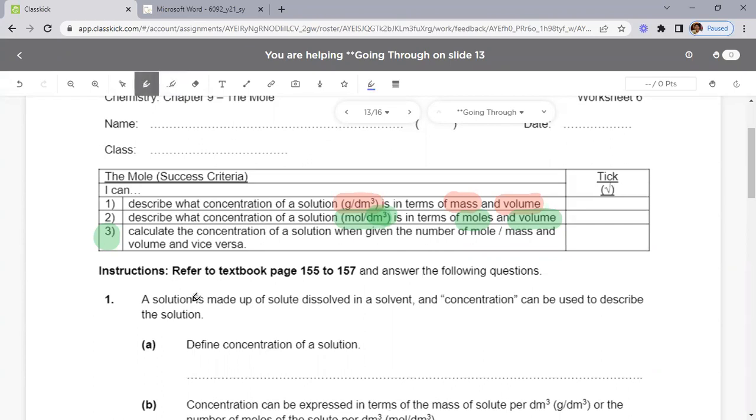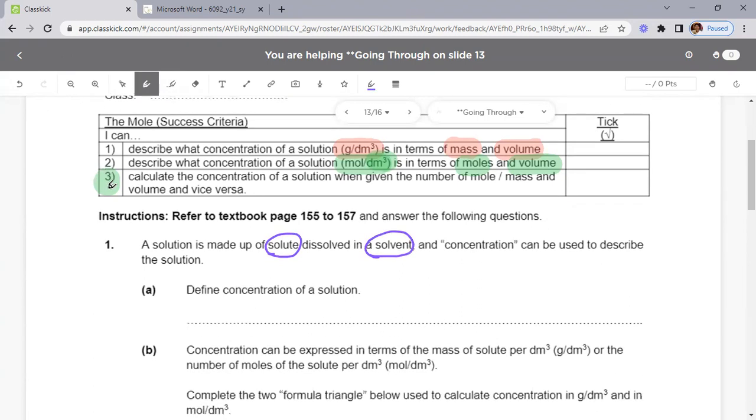A solution is made up of solute dissolved in a solvent. So concentration can actually be used to describe the solution. So what exactly is concentration? Define concentration. Take note, it is the concentration of a solution.